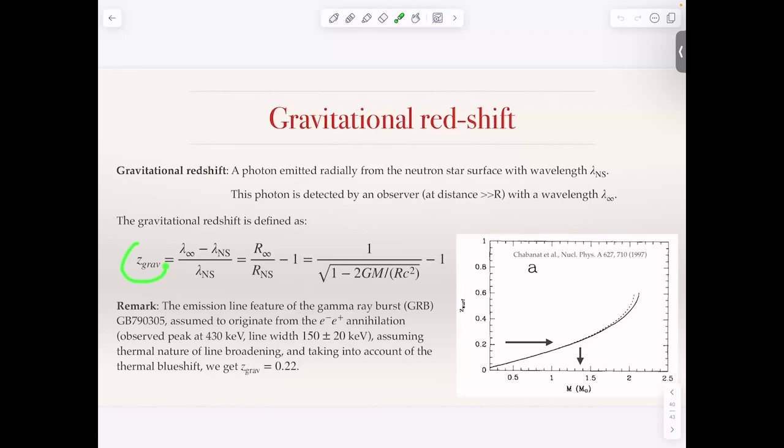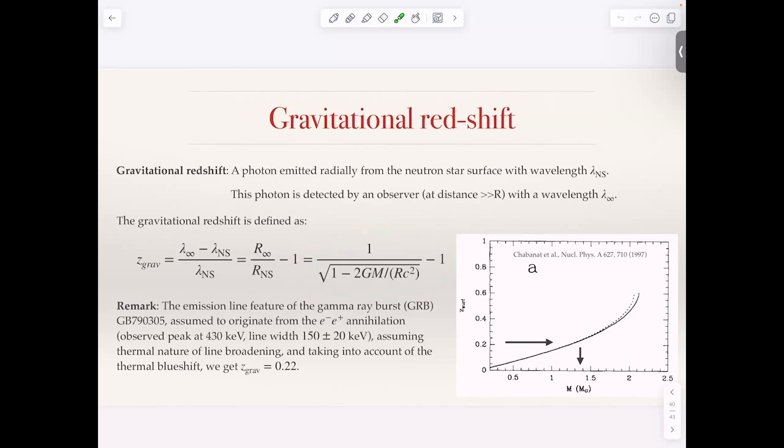So this is called the redshift. It is the ratio of the wavelengths for an observer out of the neutron star divided by the wavelength of the light emitted from the surface of the neutron star, minus one. From the previous slide you can replace the ratio of the radii by this general relativistic gravitational factor.